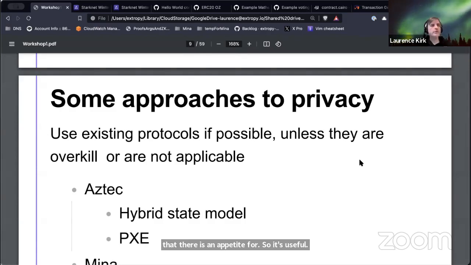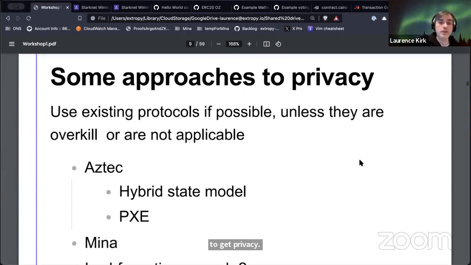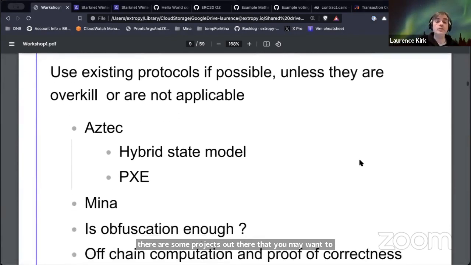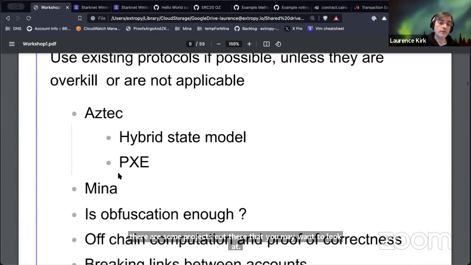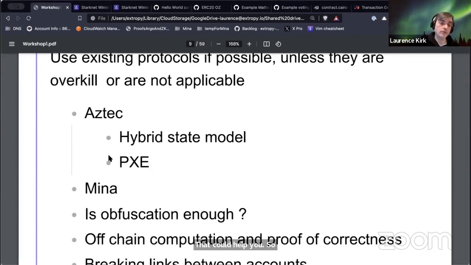So it's useful to get an idea of approaches that you can take to get privacy if this is something that you want in your project. There are some projects out there that you may want to look at that could help you. The first two are in some ways similar. Aztec has just recently changed or brought out a new direction and way of working.